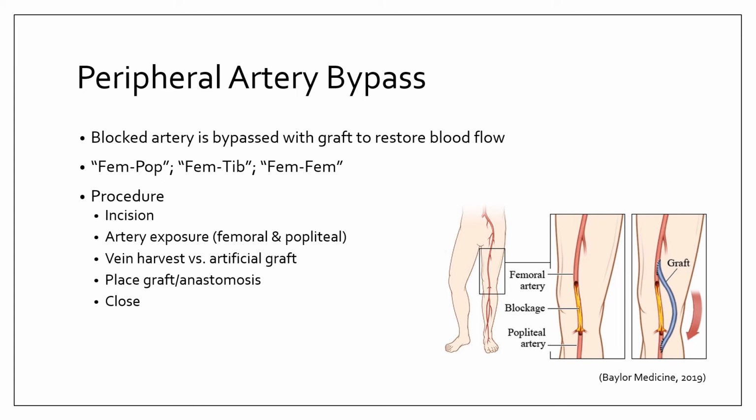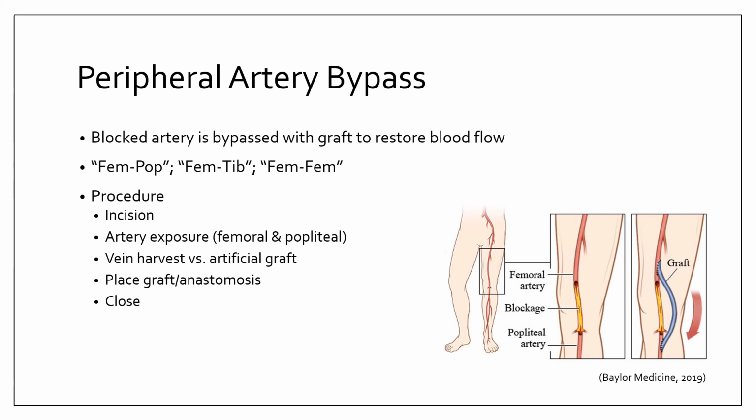Next surgery I want to chat a little bit about is a peripheral artery bypass. So this is when a blocked artery is bypassed with a graft to restore blood flow. In a lot of these procedures, the saphenous vein is harvested to perform this bypass. This is, as I mentioned earlier, where you might hear they had a fem pop, a fem tib, and what they're doing is bypassing that area.